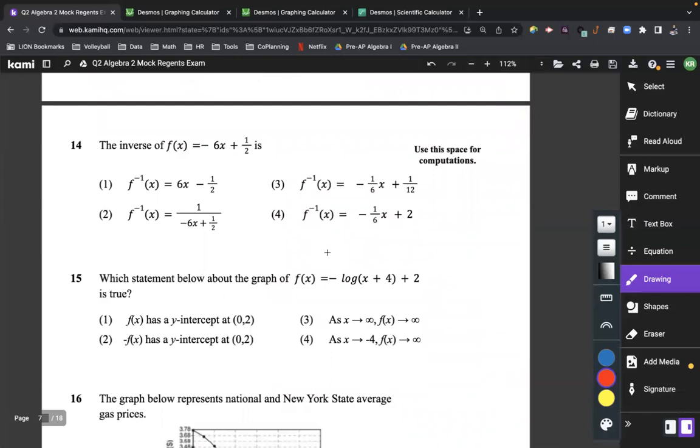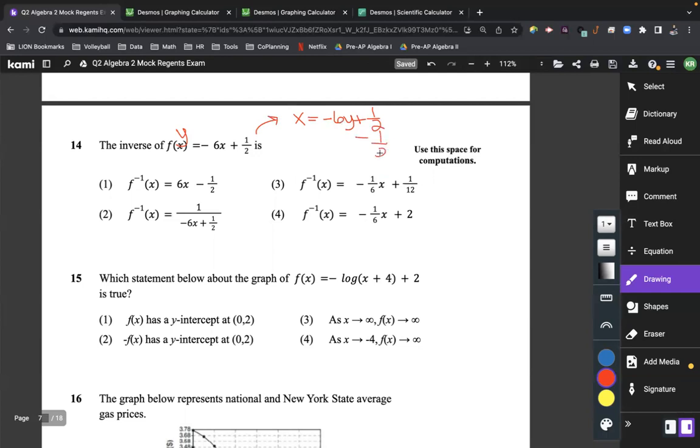Number 14. I can understand where you guys had trouble. It was in the inversing. So if I have to find the inverse, this is technically my y right here, and I have to flip it. So I get x equals negative 6y plus 1 over 2. I have to get this y alone.